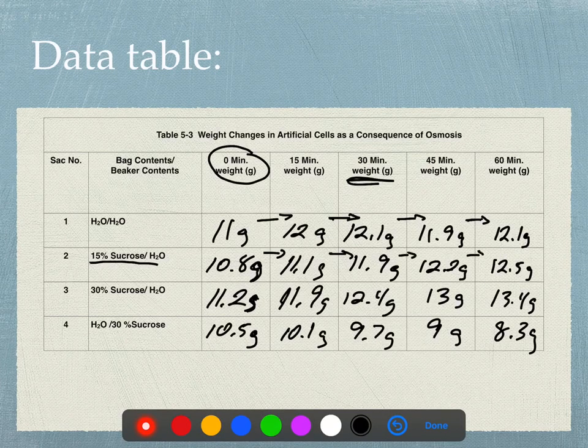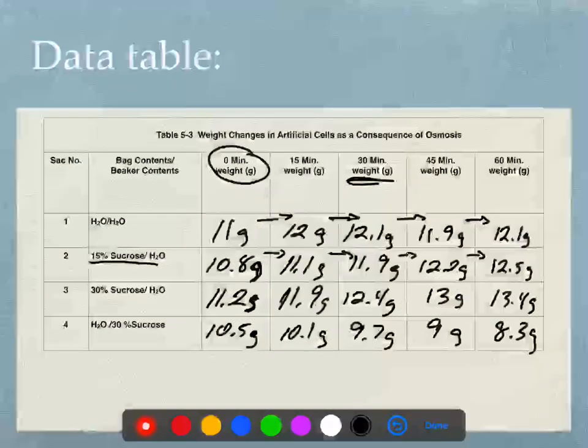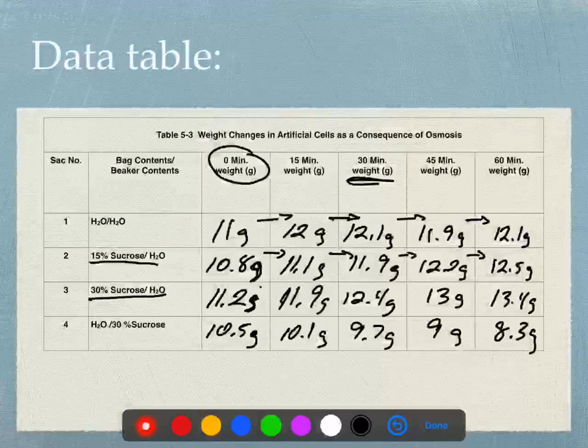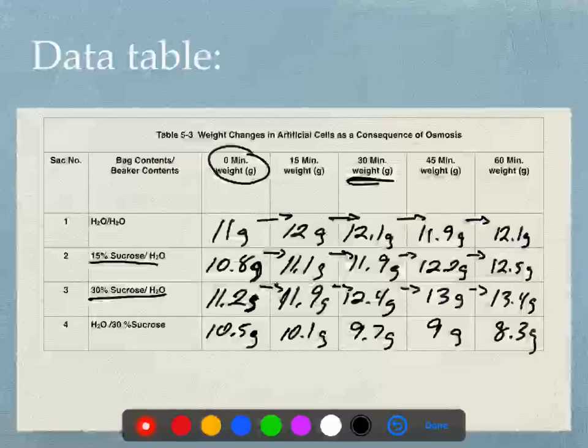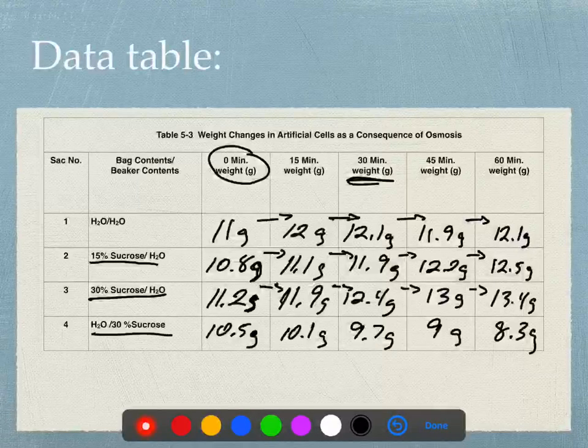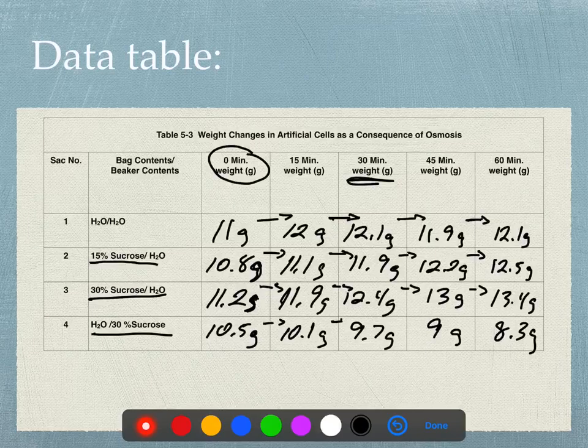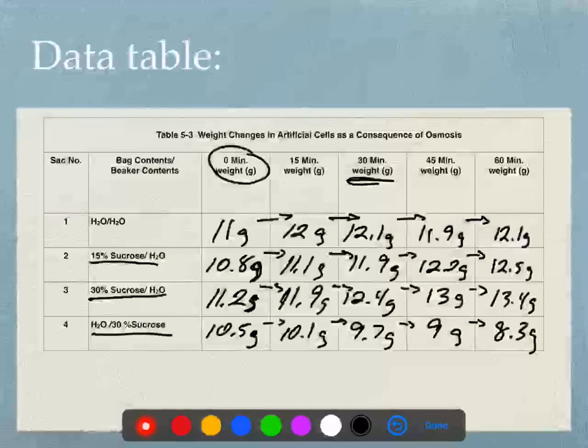That bag seems to be gaining the entire time, and we expect that. The 30% sucrose bag, that one also seems to be gaining. But now look at bag number 4. Bag number 4 seems to be losing its water weight. All right, so what are you supposed to do with this data?